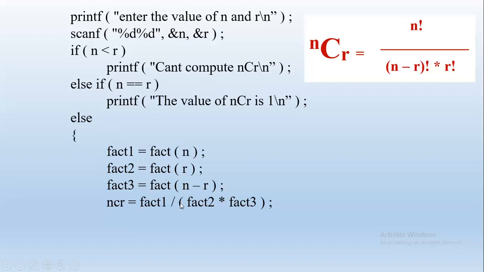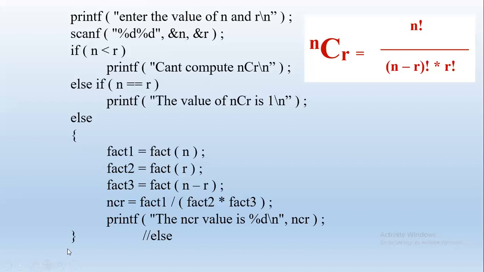So 120 divided by 6 into 2. 6 into 2 is 12. 120 divided by 12, we get the answer as 10. 5C3 is 10. We will print it. Note the answer is returned back and stored in these variables. So, with parameter and with return type, we substituted back in the formula and calculated NCR. NCR is 10. We display that. NCR value is 10, right? And then we close the bracket for else. So every open bracket should have a matching closing bracket, and then we close the main.